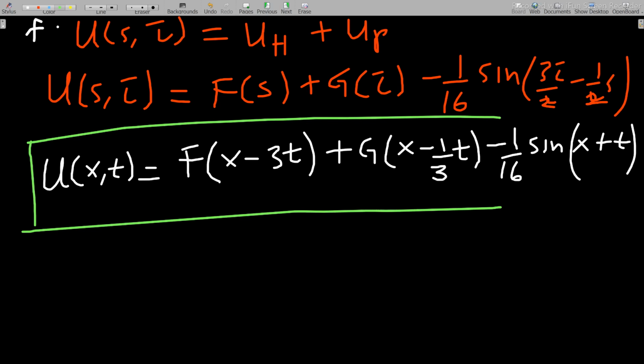Very easy, but long process. If you understand this process, you can actually solve all second order PDE like this. The only thing you need to do is just go through the process, understand the process, and use it often.